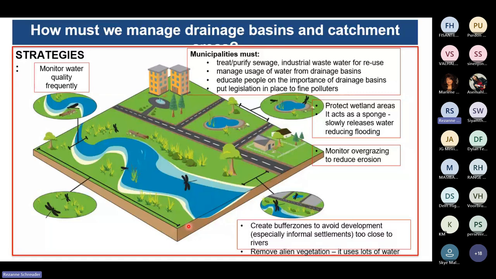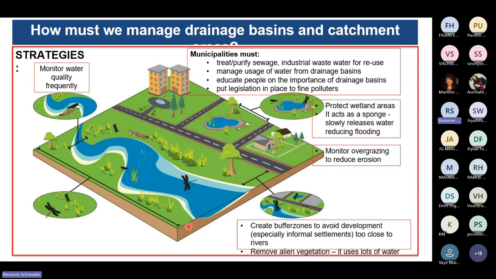So a lot of those site and situational factors come into play where informal settlements are developed close to a water source, in this diagram, close to the road because they need access to transport to get to their place of work. But then they are building in the floodplain. And then if we have an increase in rainfall, all those low-lying areas are flooded.